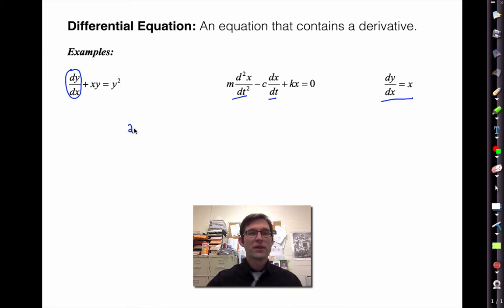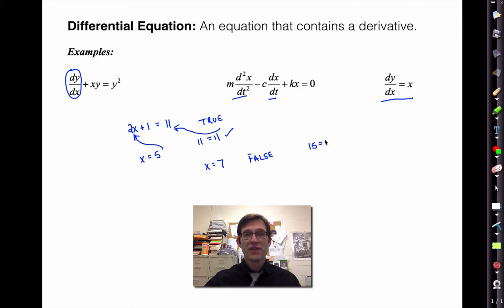Well, real quick, let's talk about what it means to solve an ordinary equation. We all know that the answer to this equation is x equals 5. But the reason that it's a solution is because x equals 5 makes this equation true. In other words, if I substituted 5 into this equation for x, we'd get 11 equals 11, right? Likewise, the reason that x equals 7 is not a solution is because it would make the equation false, right? When we substitute that in, we'd get 15 equals 11, and that's false, so it's not a solution.